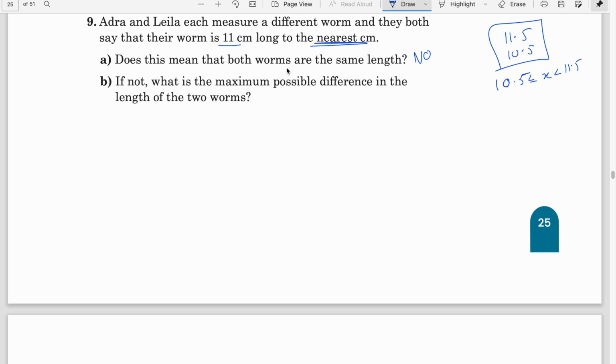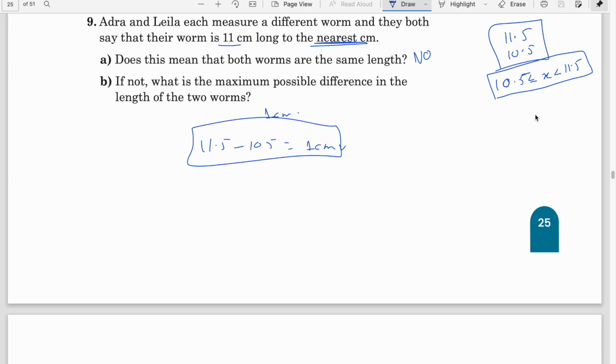So they may have different lengths. Maybe someone has 10.6, maybe someone has 11. So it is not necessary that their length is the same, but definitely their length would be within this inequality. B part. If not, what is the maximum possible difference in the two lengths? So the maximum possible difference is 1 centimeter, which is the difference between the upper limit and lower limit. Clear?